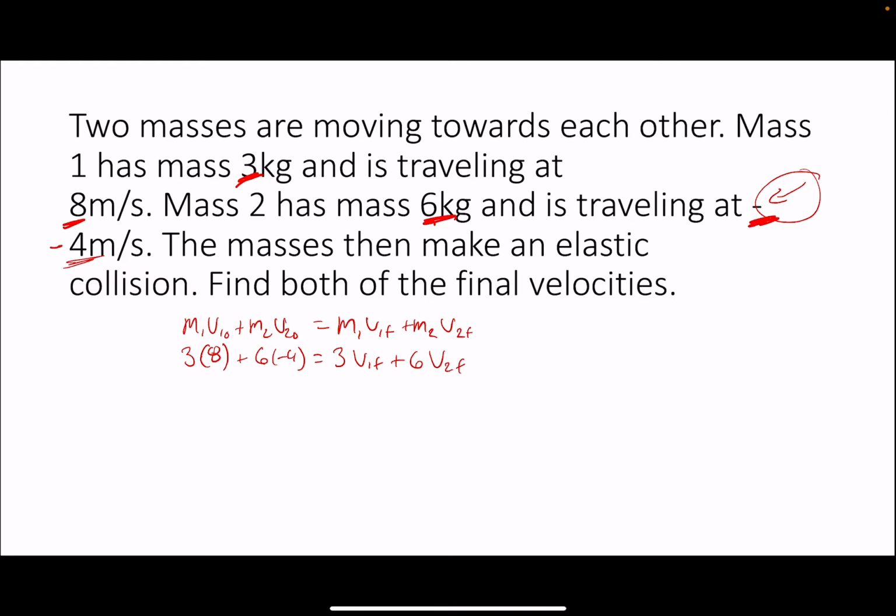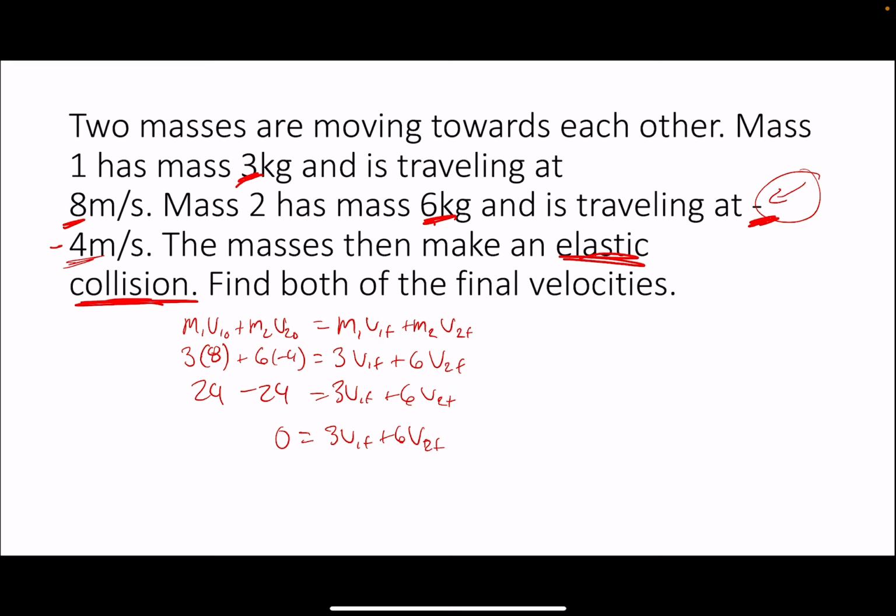If we look at this equation, we can simplify. We get 24 minus 24 equals 3v1f plus 6v2f, and so 0 equals 3v1f plus 6v2f. But if you remember from algebra, an equation with two unknowns can't be solved. We need another equation, and this is where the idea of elastic collision comes into play.